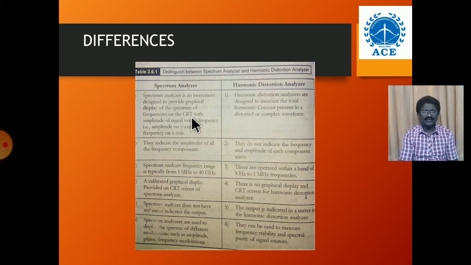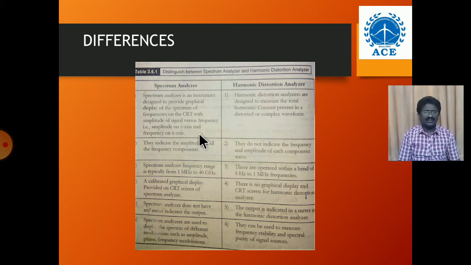That means this instrument is designed to provide a graphical display of the spectrum of frequencies on the CRT with amplitude of signal versus frequency. So your amplitude will be on the y-axis, frequency on the x-axis. So finally you can observe our required output in the form of bar lines. That means that will show only amplitude values.